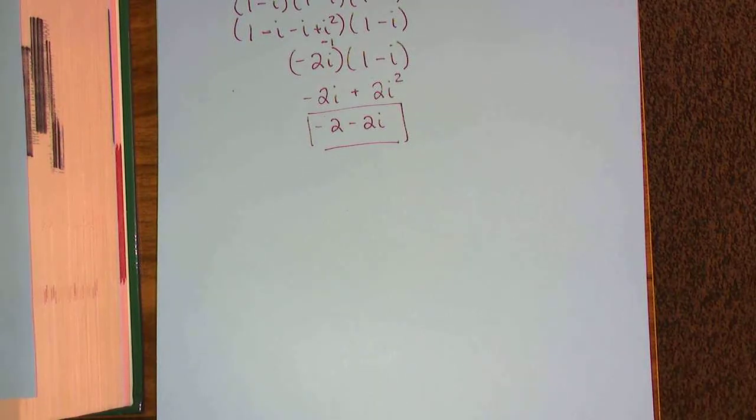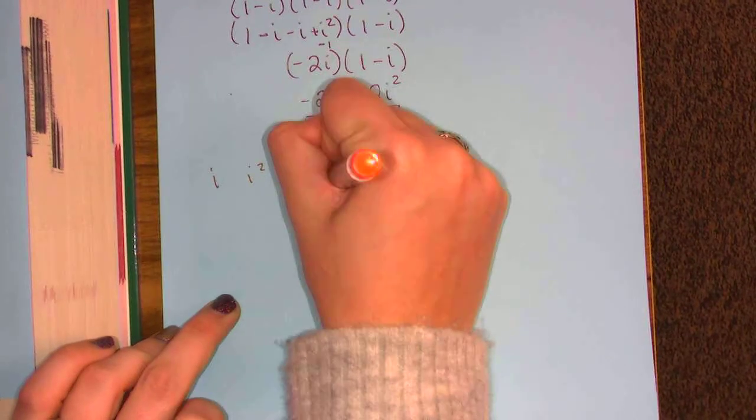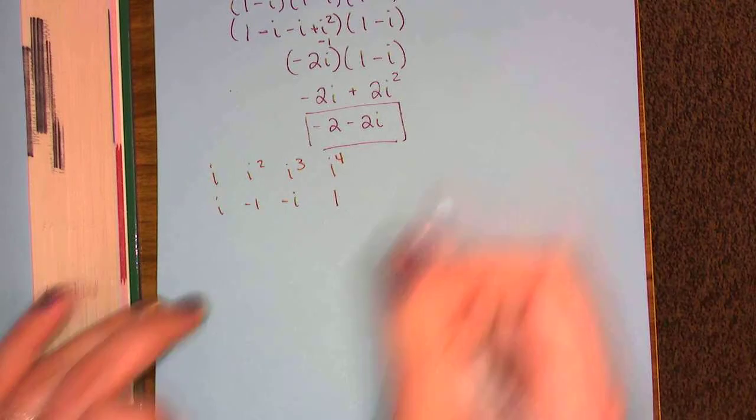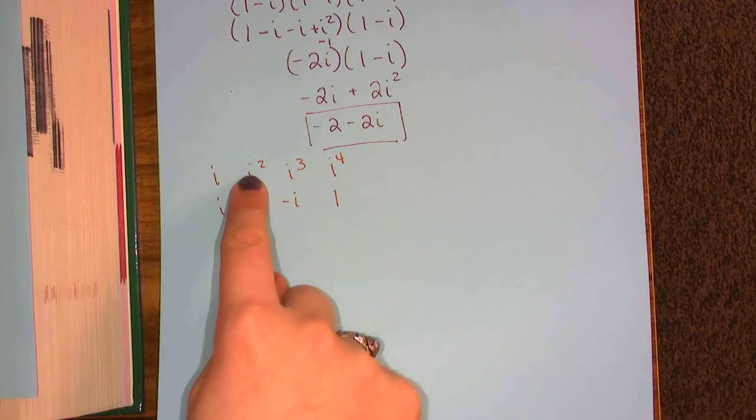Alright, let's pause for a second and look at how we would figure out what something like I to the 29th is. So we know, again, I'm going to write these. I squared, I cubed, I to the 4th is I, negative 1, negative I, 1. Something you just need to memorize, okay? It makes sense. I squared we know is negative 1. That's what we work with all the time. So I cubed is really I squared times I. I squared is negative 1 times I, negative I. I to the 4th is just I squared squared. So that's negative 1 squared, which is 1.